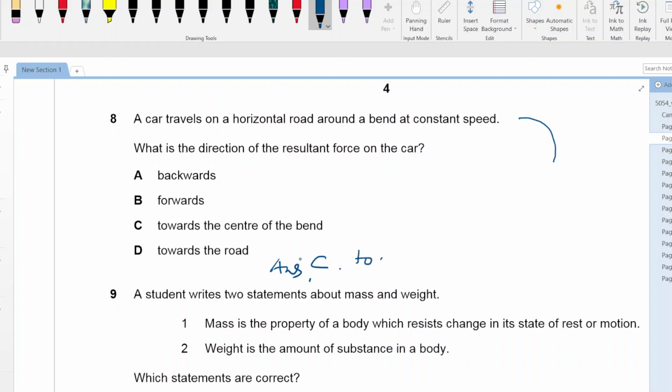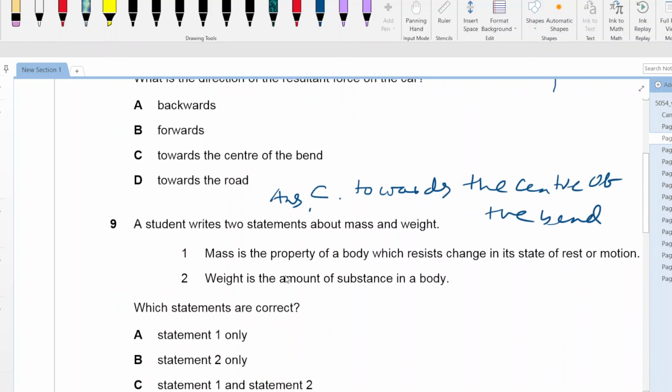Answer: towards the center of the bend. Now I'm at question 9.